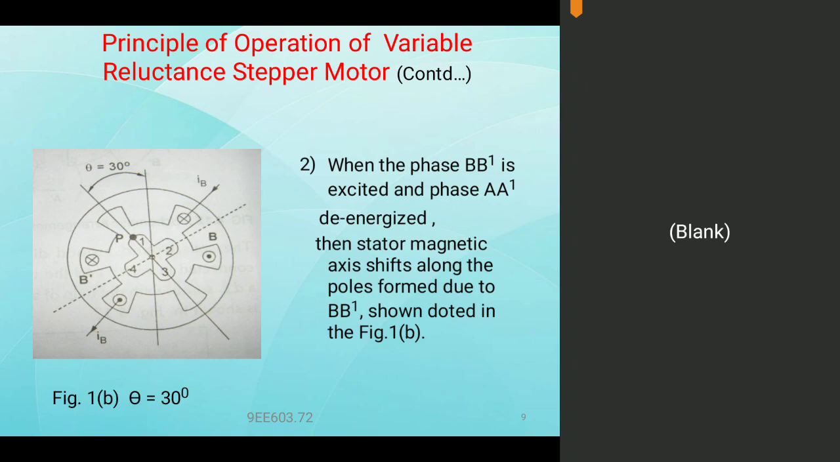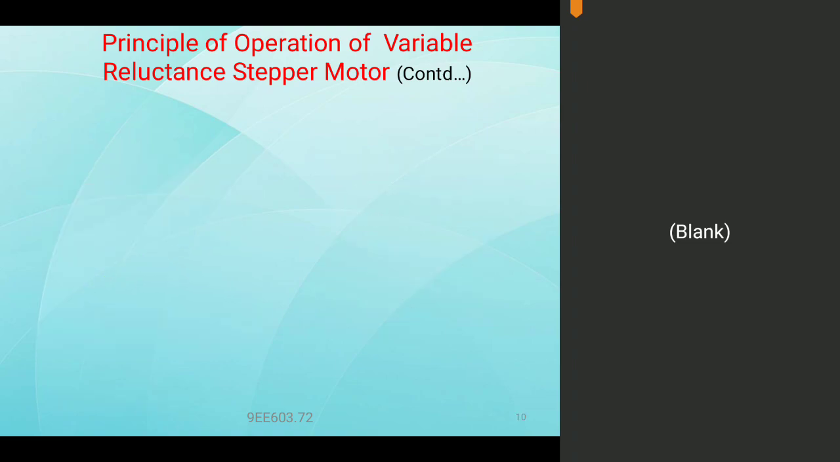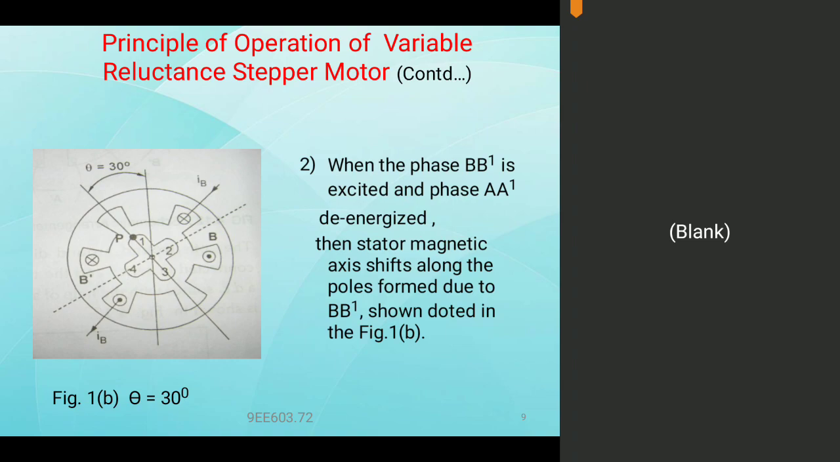So here the rotor poles are 2 and 4 along with the BB dash faces. That means stator poles BB dash side. So when the face BB dash is excited and the face A dash is de-energized, then the stator magnetic axis shifts along the poles formed due to BB dash, shown dotted in the figure.